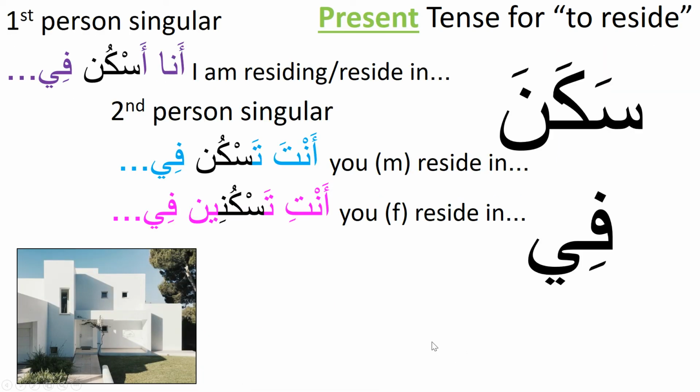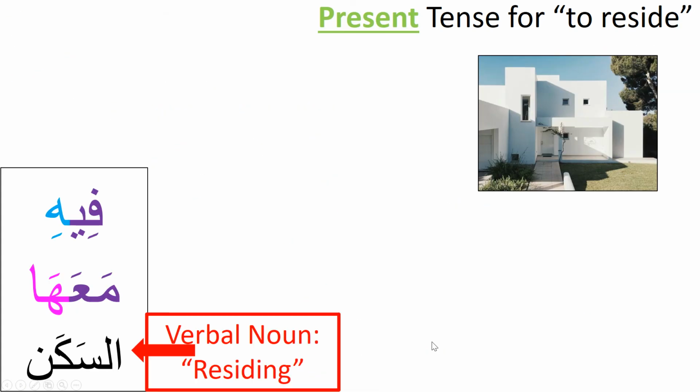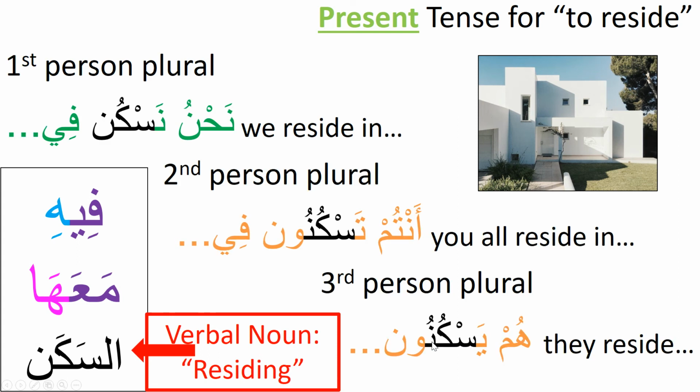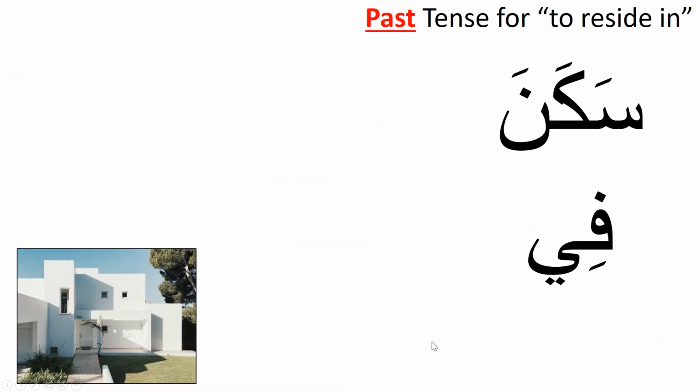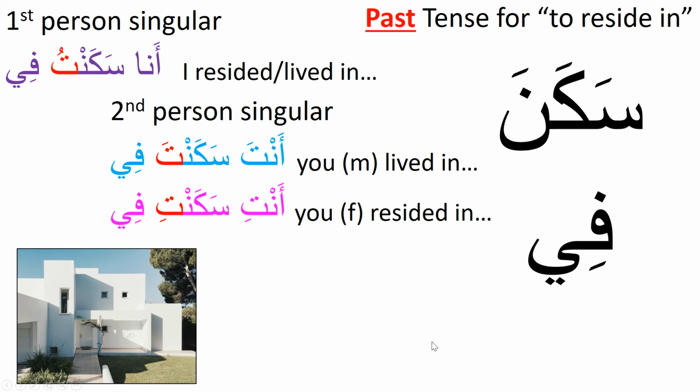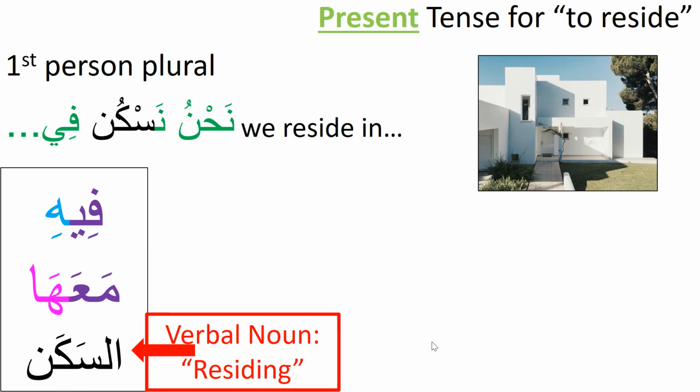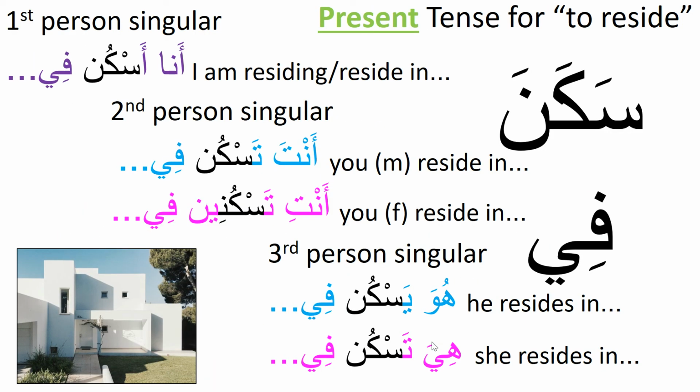What about our verb to reside? We've already covered the present tense conjugations for this verb. Let's cover the past tense. Now, remember, when we're conjugating this in the present tense, we have a dhamma over the kaf, right? It's askun. And we have a sukoon over the seen. The first syllable is us, and then the second syllable is kun. So the stem is a sukoon over the seen and a dhamma over the kaf.